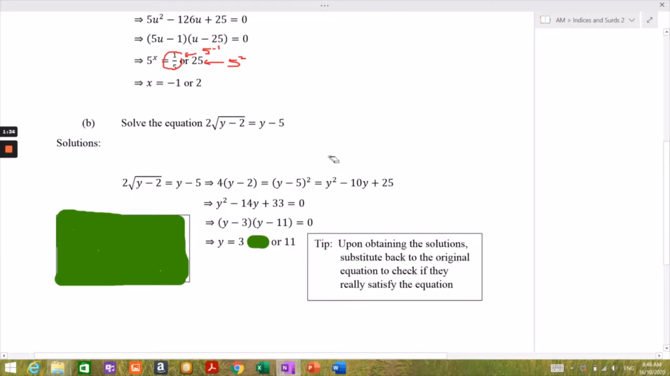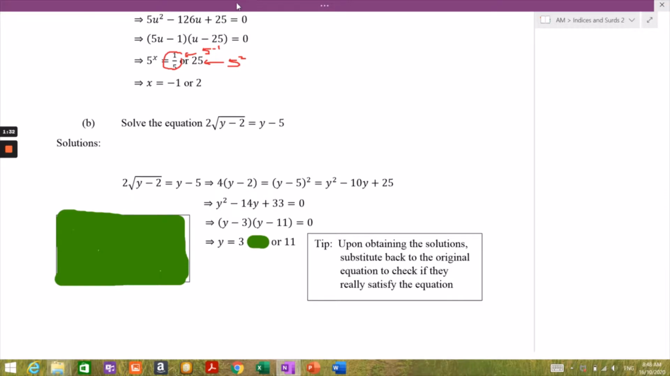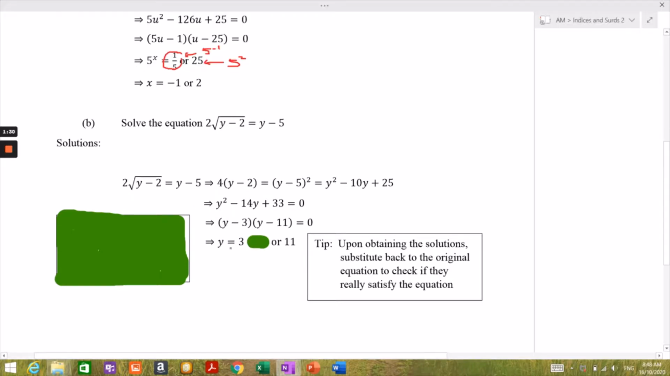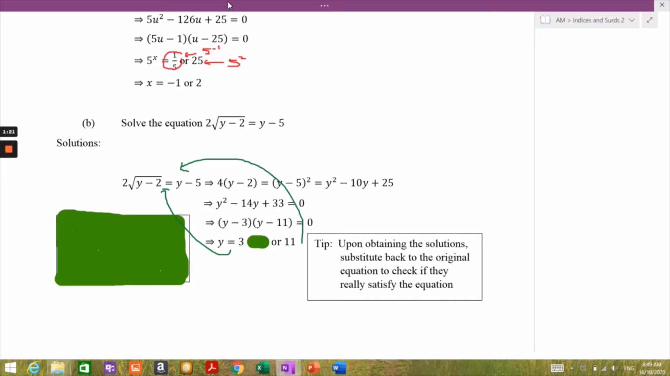But of course if you stop here, this is not enough, because as a good practice, you should sub the solutions back into the original equation to check whether any of the solutions are invalid or not. Sometimes there may be some scenarios for that, so do take note of this.